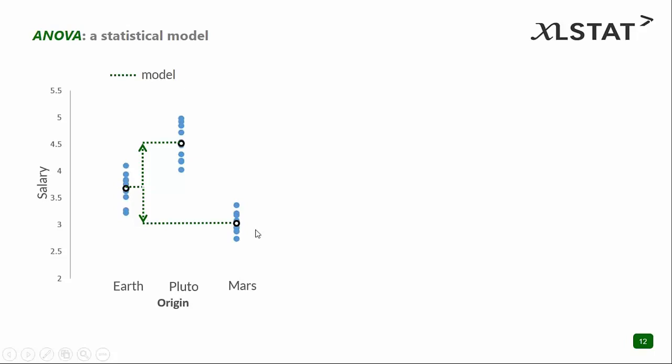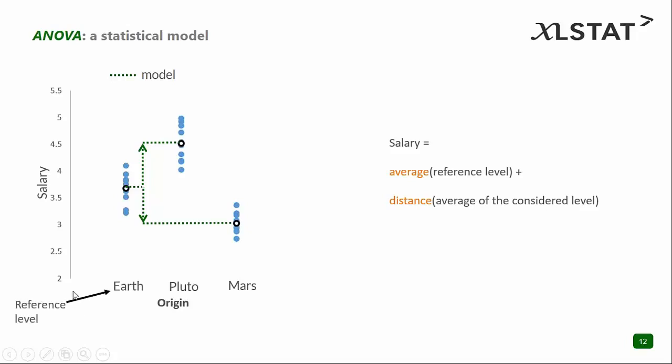How can I describe this? A model implies an equation that links the dependent variable to the independent variables with parameters. We can write it down like this. So salary equals the average of some reference level plus the distance to this reference level of the average of the considered level. So suppose you take some arbitrary reference level, which is Earth. We could have taken also Pluto or Mars. So if we take Earth, this would be the average of the reference level, this bubble here. And then distances of the other averages to this reference level are represented with those arrows.